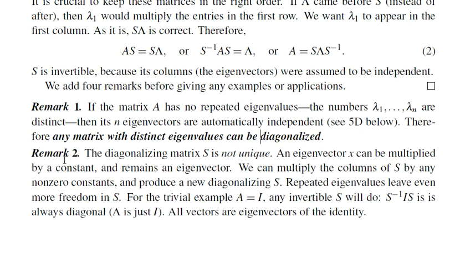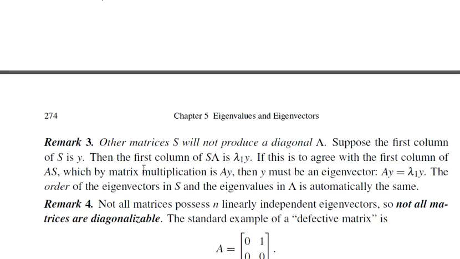Then remark 2 is, the diagonalizing matrix S is not unique. Even by multiplying the columns of S by any non-zero constants, one can go for diagonalization. It says that the order of the eigenvectors in S and eigenvalues in del is automatically the same.